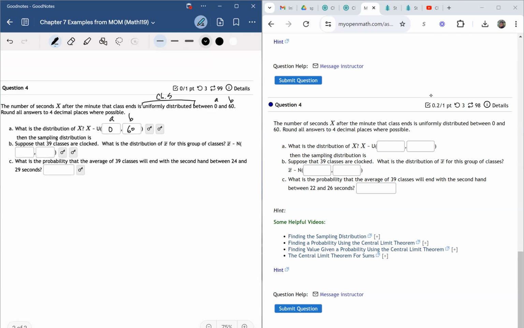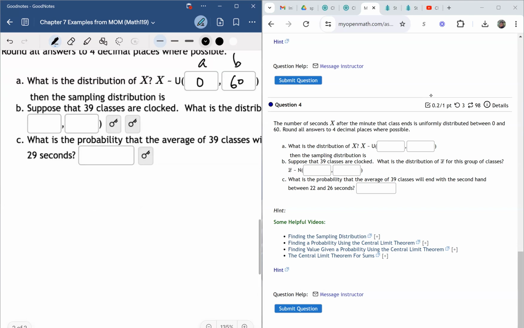Now, suppose that 39 classes are clocked. What is the distribution of X bar for this group of classes? When we look at our distribution of X bar, we need to know our mean and our standard deviation. But this is for the sample of 39 classes, not for all of the classes in the entire population.